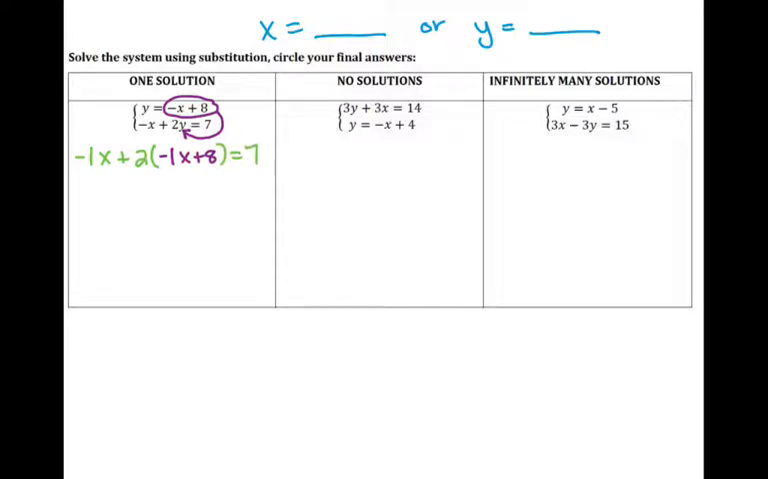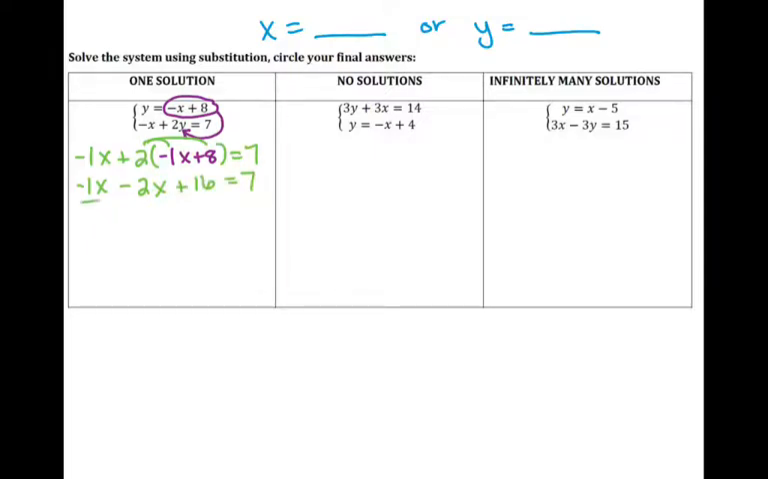equals 7. So now if I look at the equation that I have written down, my equation is only in terms of x's, so I can take this and solve for x. So I do have this 2 in front of my parentheses, so I'm going to go ahead and distribute. So I have negative 1x plus 2 times negative 1x is negative 2x. I'm going to go ahead and change that to a minus 2x plus 16 equals 7.